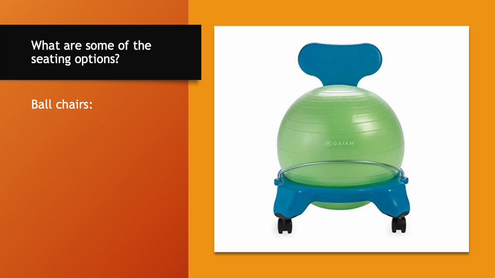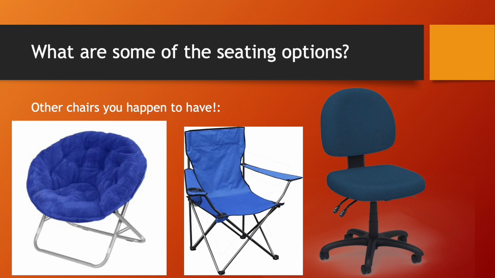Ball chairs make it difficult to sit with bad posture. They allow you to move and change positions frequently. Sometimes the best option is the one you have available. Sometimes you can pick up things like camping chairs or discarded office chairs that people are just trying to get rid of, and you can use those for a seating option.